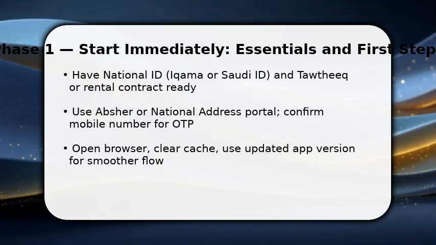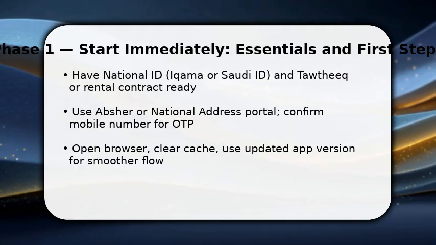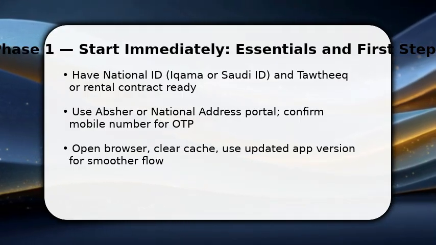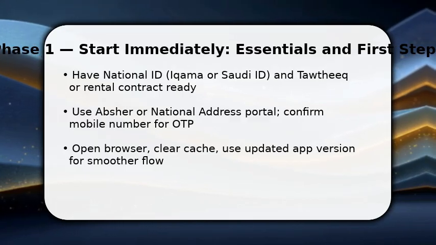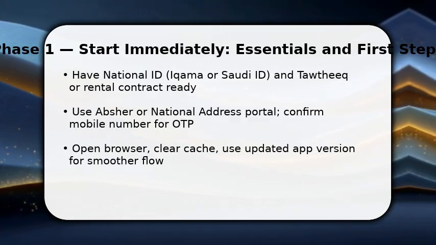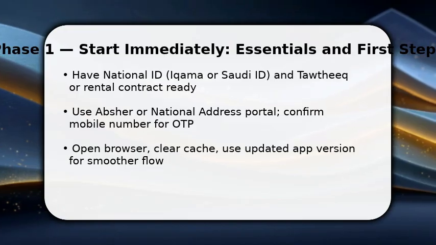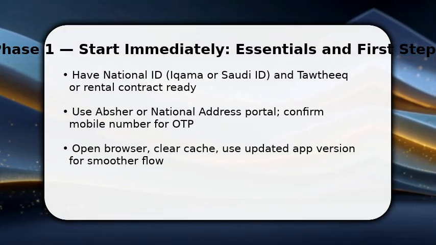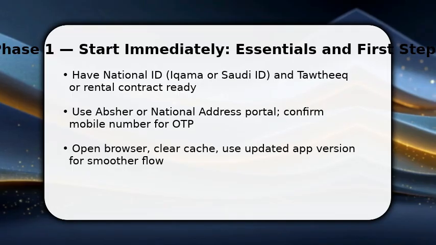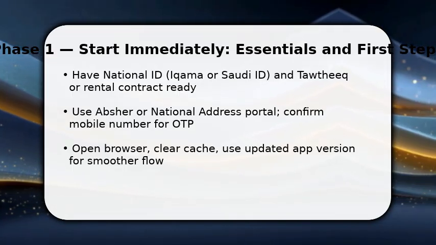You begin by gathering essentials, your national ID and proof of residence, because the system verifies both. Next, open Absher or the National Address portal and log in with your national credentials. Make sure your registered mobile number receives the OTP. Once logged in, choose the service labeled Update National Address.